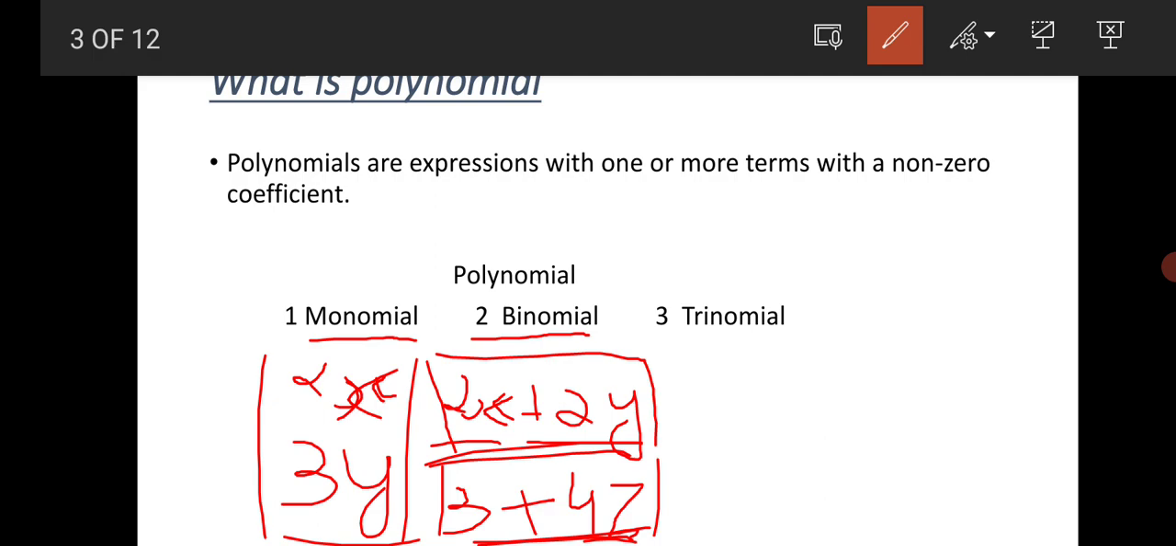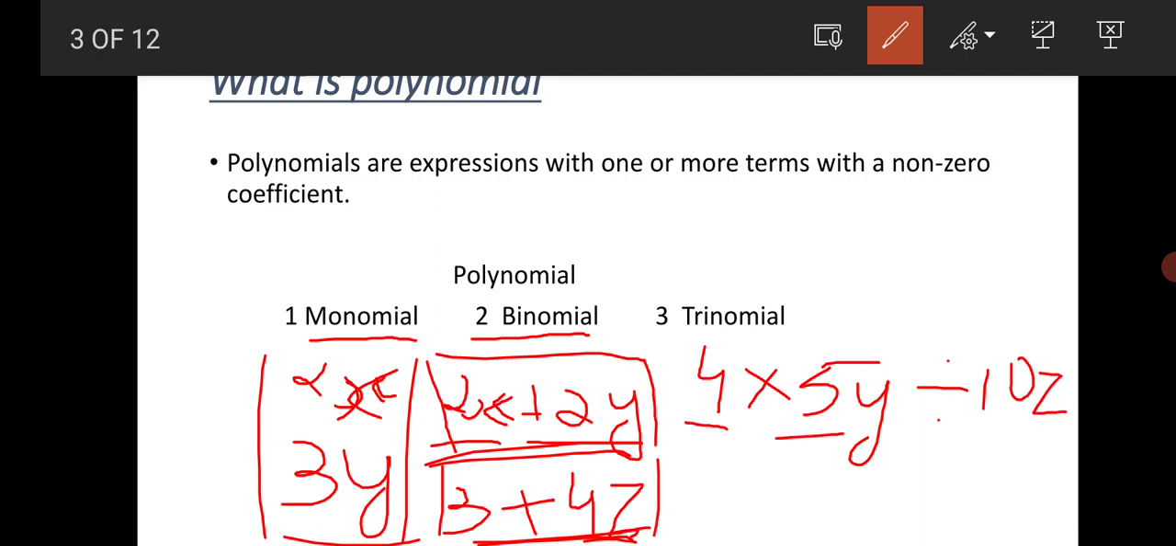Trinomial is an expression which contains three terms. For example, 4 into 5y divided by 10z. Okay friends, this is the first term, this is the second term and this is the third term. Totally there are three terms, and this is one expression that contains three terms, and this is called a trinomial. You understood friends?